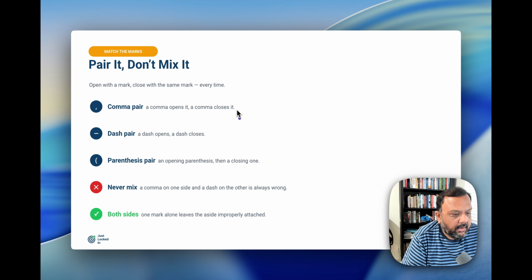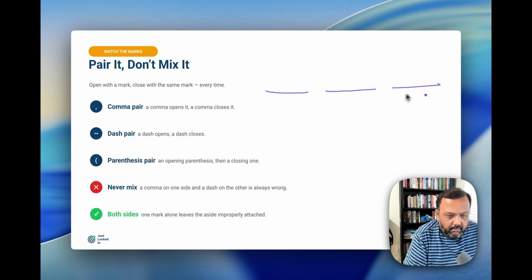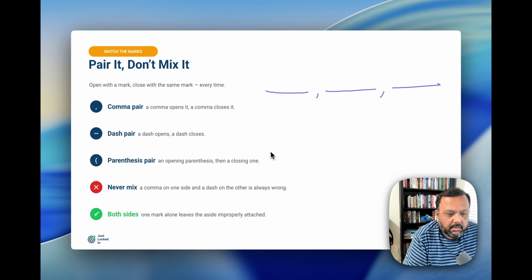Okay, so for some general rules, right? When you have a sentence, I'm just going to use a very diagrammatic representation. I'm not going to write a sentence here, right? So I have a sentence, okay? And then I have this non-essential information or supplementary information, and then this is the rest of the sentence. So when I do this, you're going to have to treat this non-essential information in pairs of punctuation. So either you use commas, okay, or you use dashes, or you use parentheses.